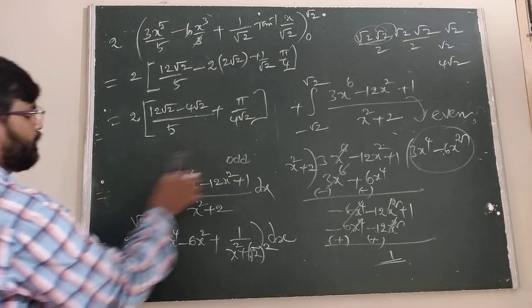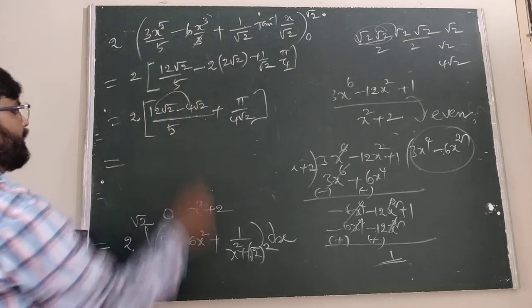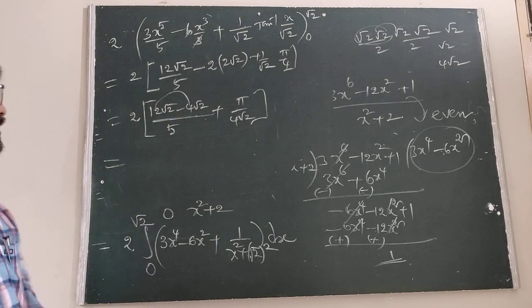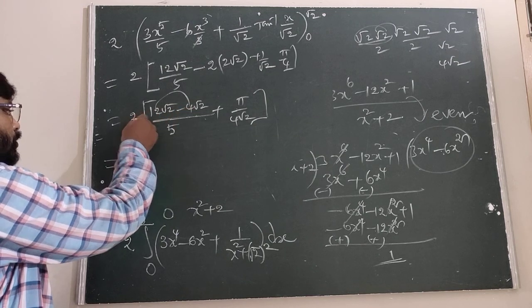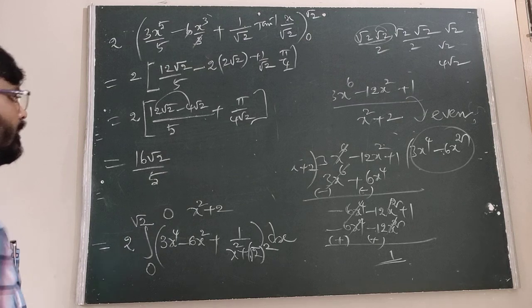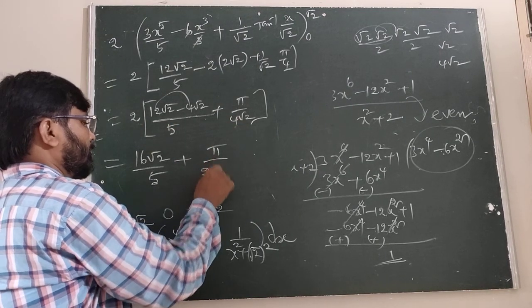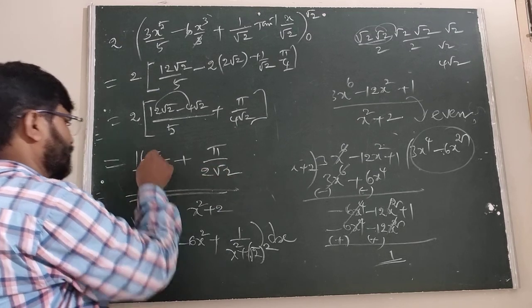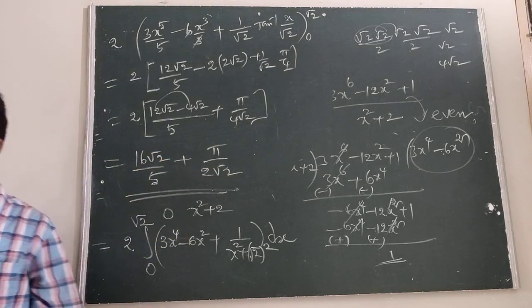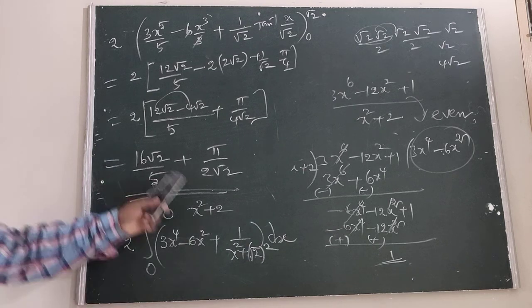After that it can be written as 12 minus 4 is 8, 8 into 2 is 16 root 2 by 5. Now plus 5 by 2, 2 root 2. This is the answer: 16 root 2 by 5 plus 5 by root 2. Is it clear how to write this one? This is the answer.